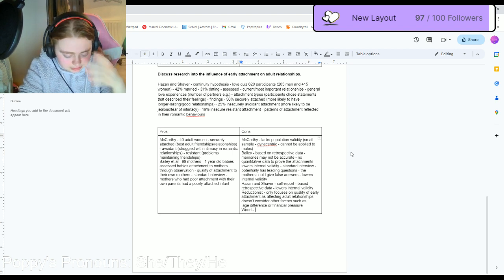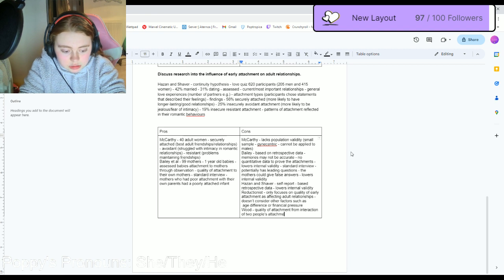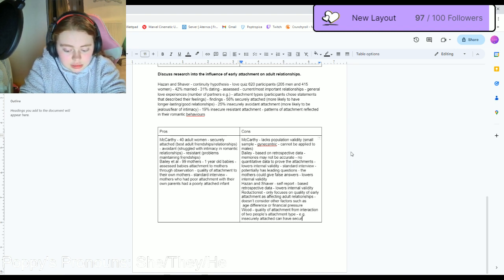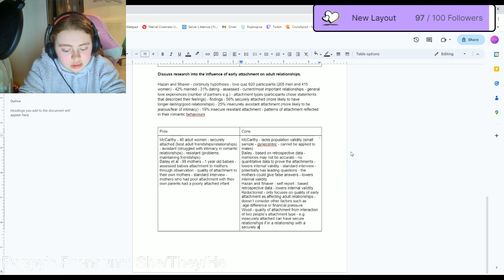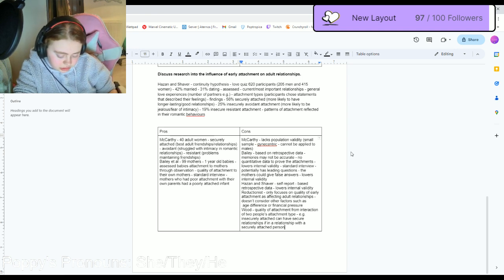So let's put that into words. Quality of attachment results from the interaction of two people's attachment types, e.g., insecurely attached can have secure relationships if in a relationship with a securely attached person. Why can't I spell today? That's all for the counterpoints.